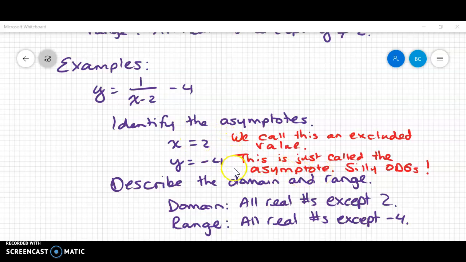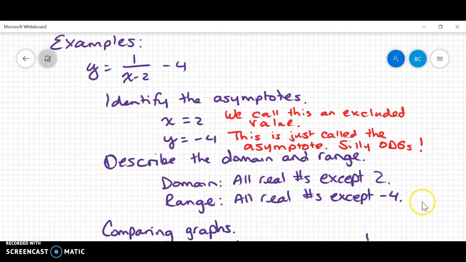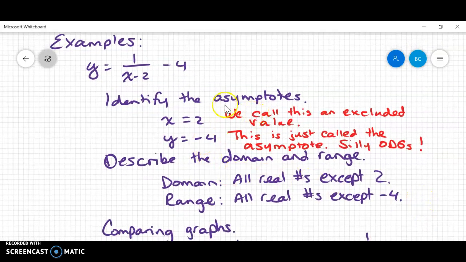This to me is so inconsistent. Like, why do we not just call them both excluded values? But you know what? I'm glad I'm not an old dead guy, so we'll let them come up with that vocabulary. Not too important, so don't lose any sleep over that distinction.